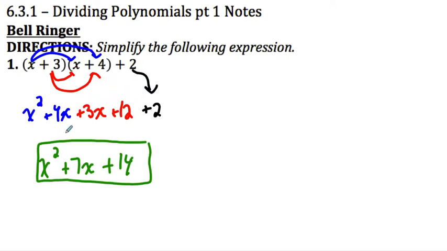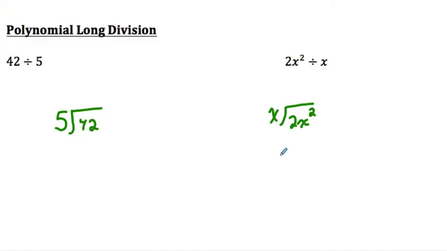From here, all I did was combine like terms. So I brought down the x squared. 4x plus 3x is 7x. 12 plus 2 is 14. Okay, done a lot of those, so that should be pretty easy.